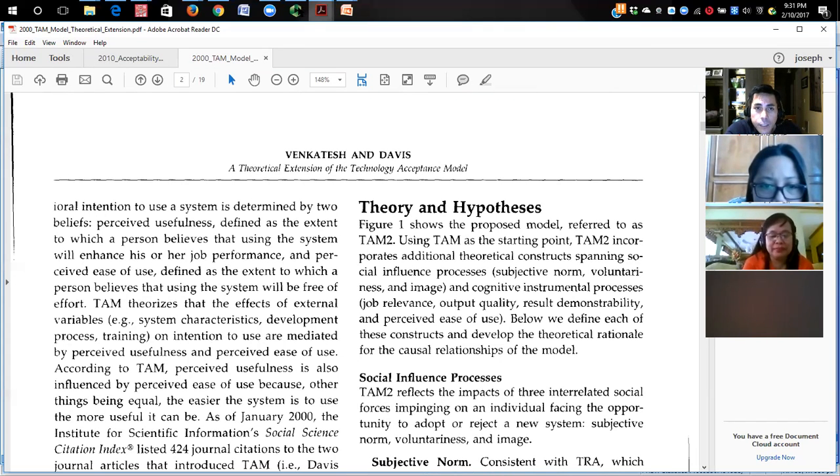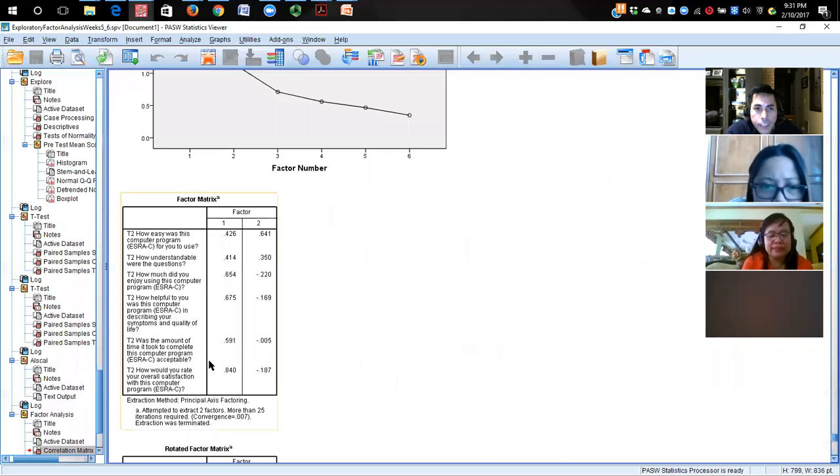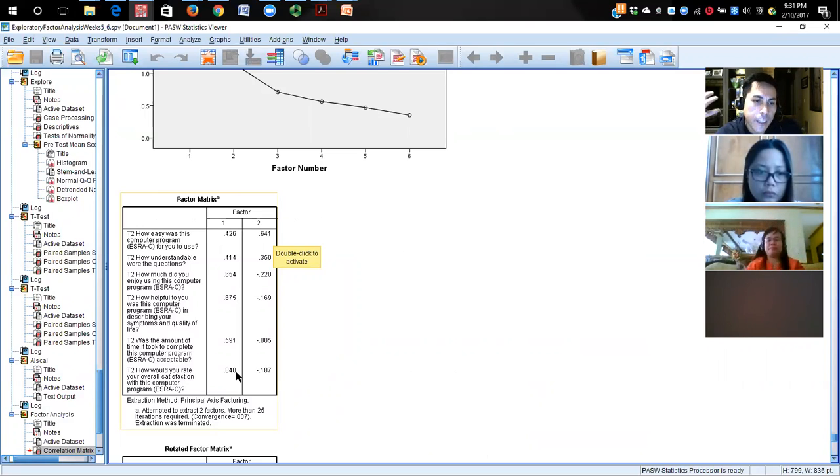So if we look at this exploratory factor analysis, how would you rate your overall satisfaction with this electronic self-report assessment? I would call that perceived usefulness. And then the second factor, how easy was this program to use, is the ease of use. This is really fascinating because this tells you how you would rate your overall satisfaction. This is now the perception. So the perceived usefulness is, so the TAM model quite explains what's going on with this factor matrix.